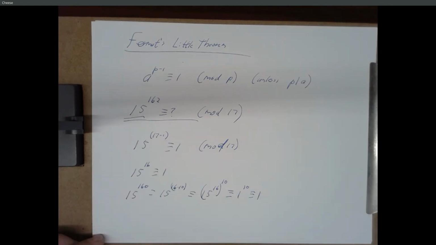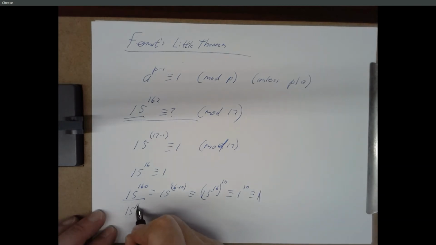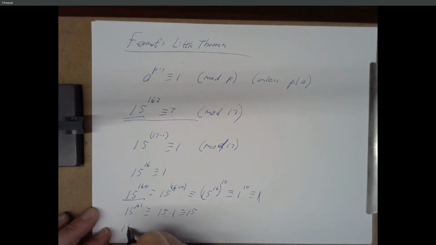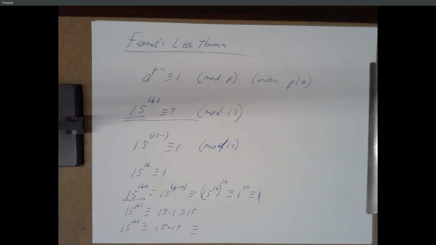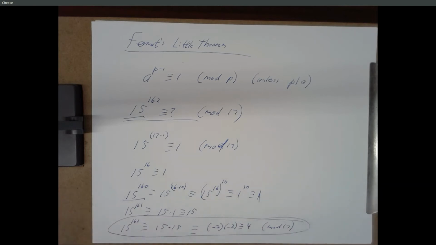So I want to answer something about 15 to the 162nd. Well, I already jumped up to 15 to the 160th with almost no work. And I know that's congruent to 1. So 15 to the 161 is congruent to 15 times 1, which is just 15. And 15 to the 162 is congruent to 15 times 15. And if I don't mind being slightly clever, I could say 15 is also congruent to minus 2. So this is congruent to minus 2 times minus 2, which is just 4, modulo 17. So 15 to the 162nd is far more than a multiple of 17. So that's using Fermat's little theorem.